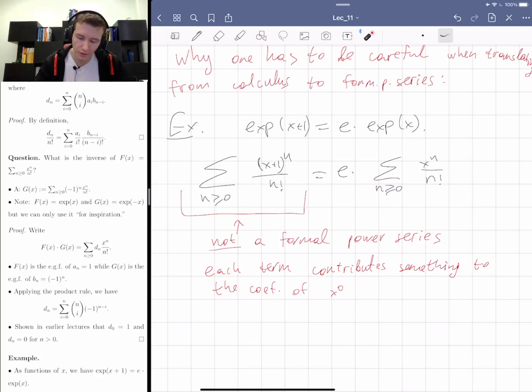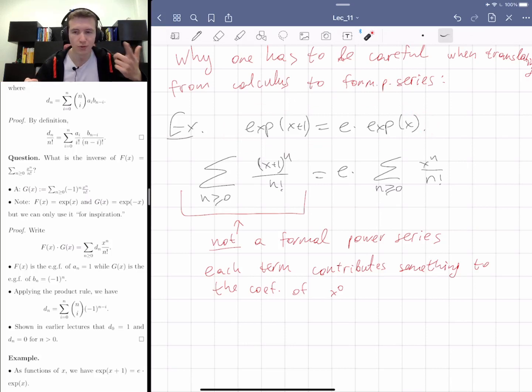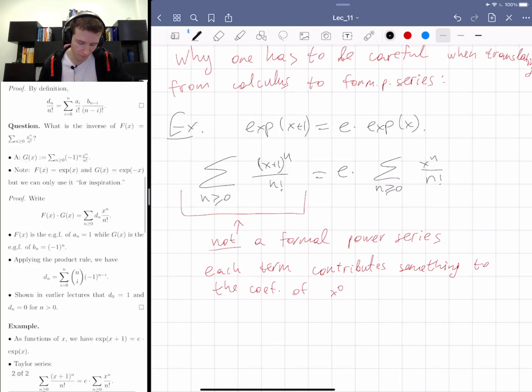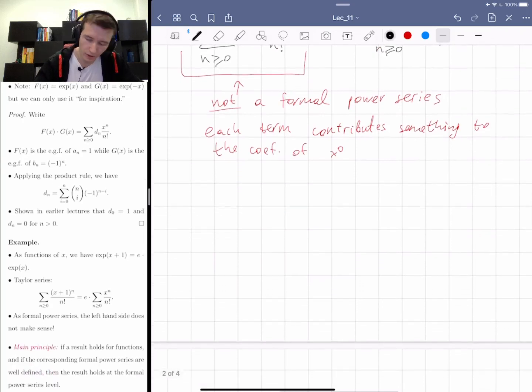And in general, if you mindlessly manipulate some functions, you always have to keep in mind how to justify what happens in the world of formal power series. You have to make sure that all operations actually make sense. If you invert some power series, you have to make sure it's invertible. And if you specify something, you have to make sure that it's a formal power series. Other than that, do I have time? I have time.